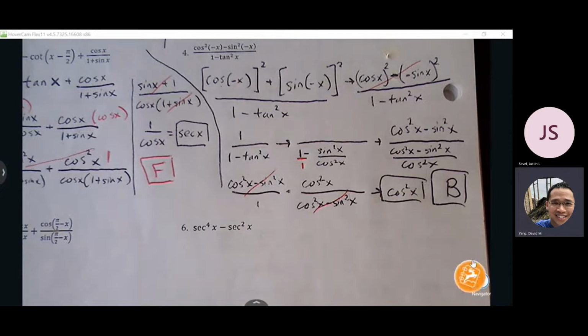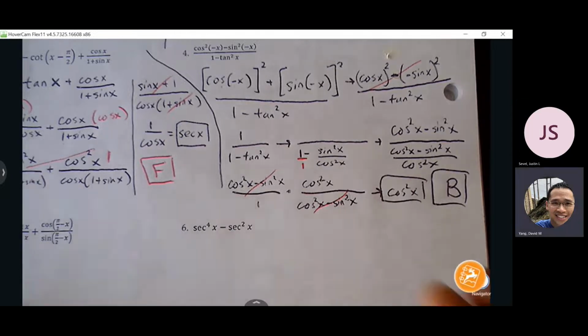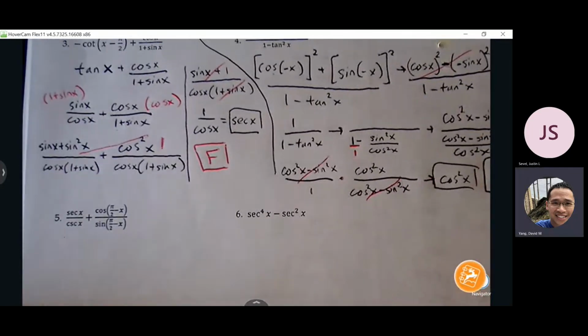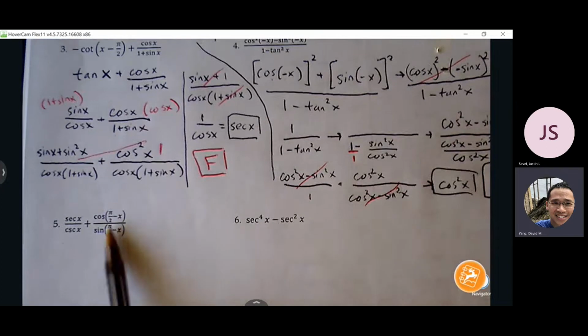All right, good so far. Yes. Let's see here, number 5. Looks like I can handle these cofunctions here. So cofunction of cosine is sine, cofunction of sine is cosine.